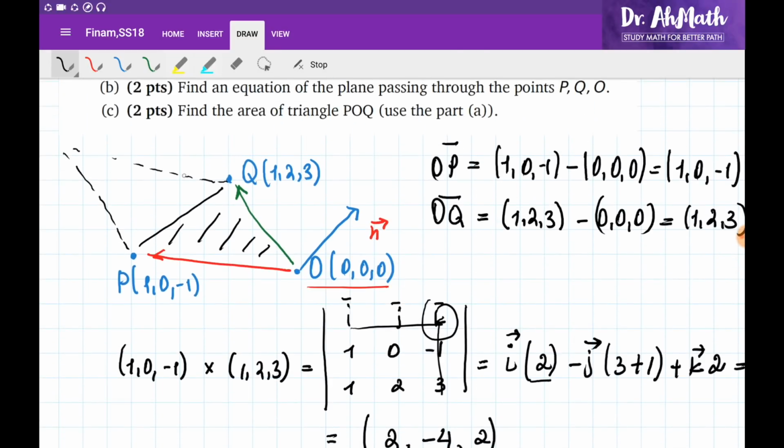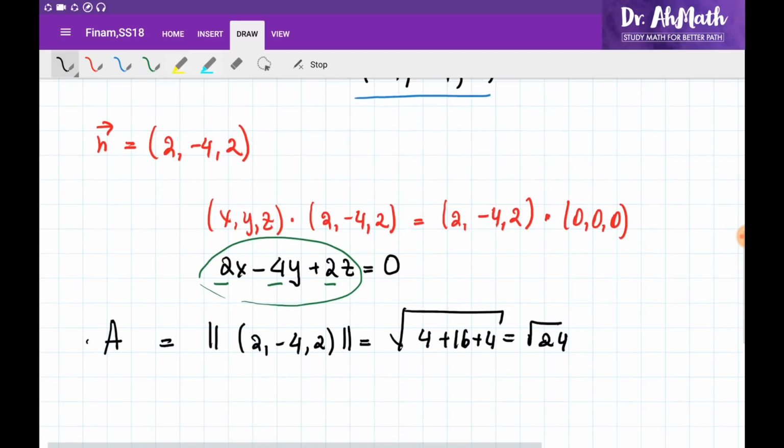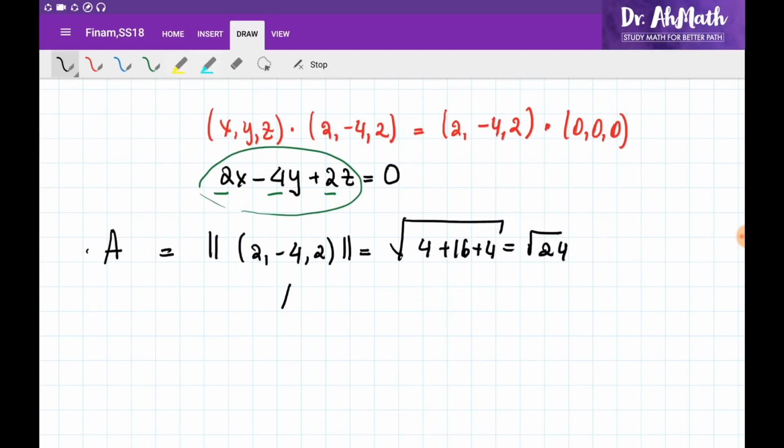So this A which we found is the area of the whole parallelogram. And the area of this triangle is going to be the square root of 24 divided by t. So the area of the triangle is equal to the square root of 24 over t.